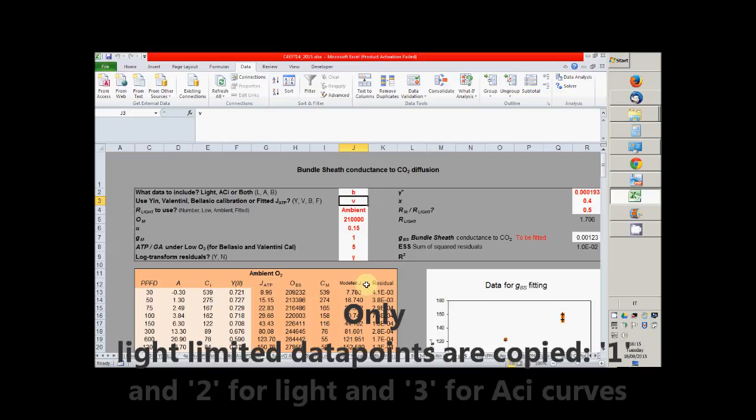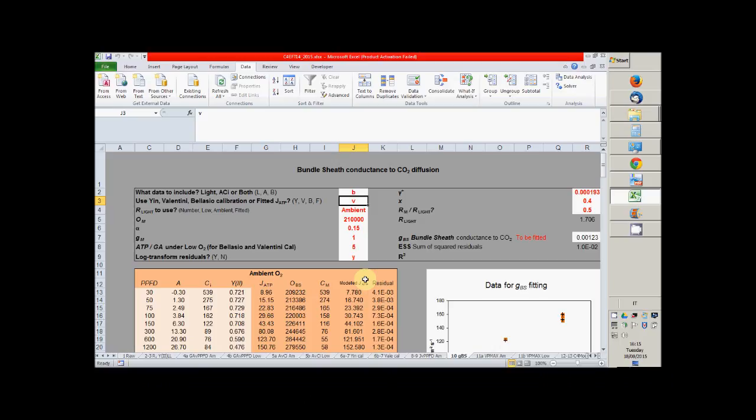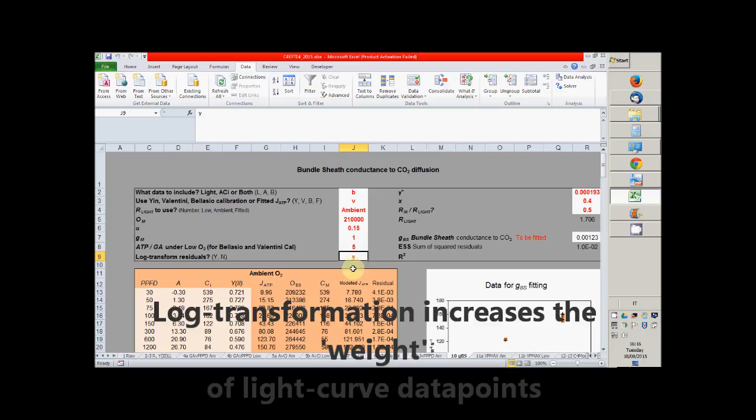Then we may select a calibration to calculate JATP. This is the Yin, the Valentini, the Bellasio calibration, or we may use the fitted values derived in sheet 8-9. Note that the fitted values are available only for the light curve. We may then specify what respiration in the light to use, and then a number of parameters which are generally taken from the literature. Then we may select whether to log transform residuals.